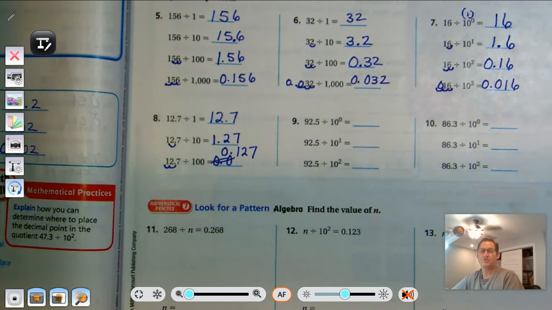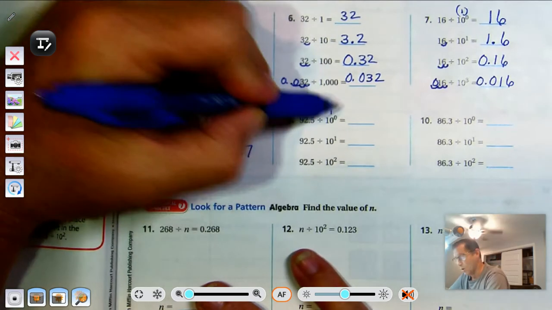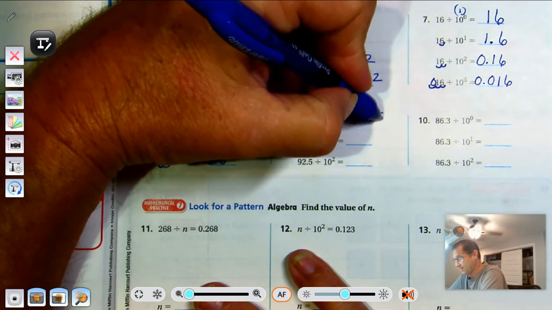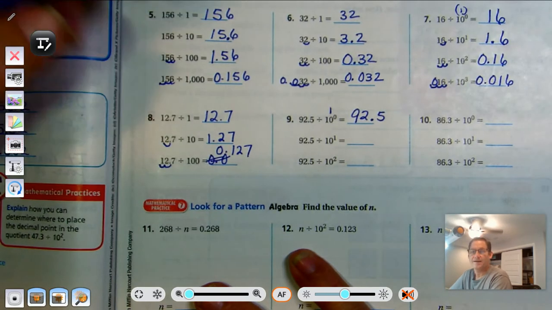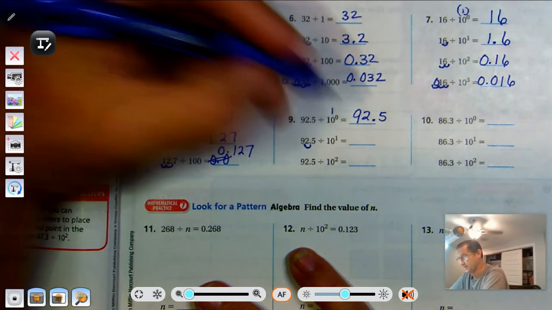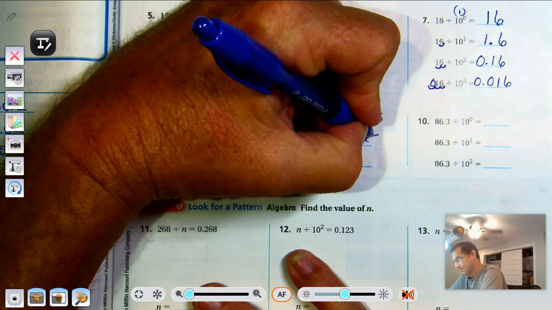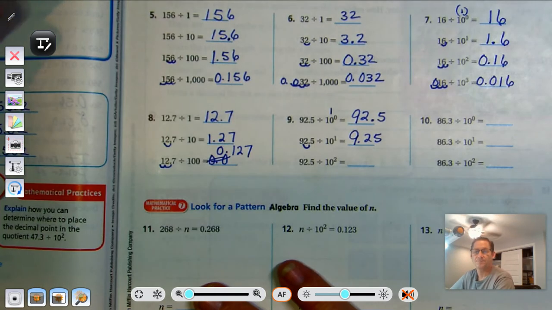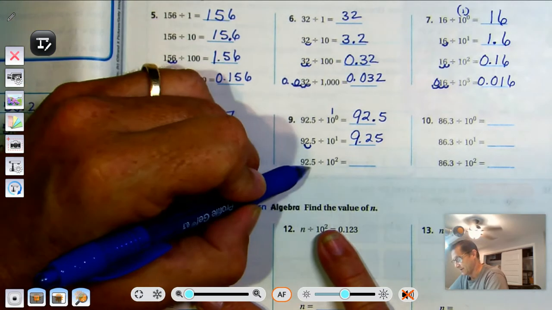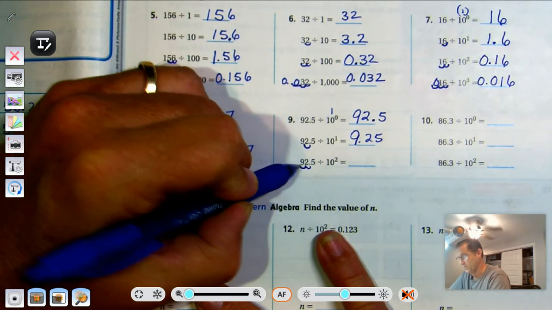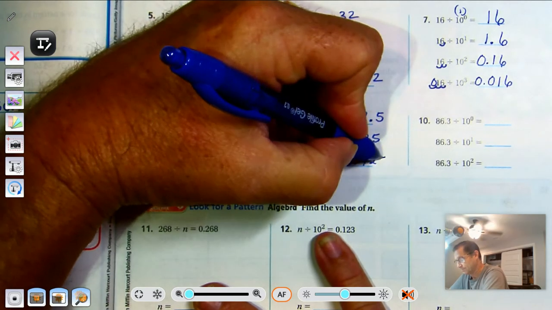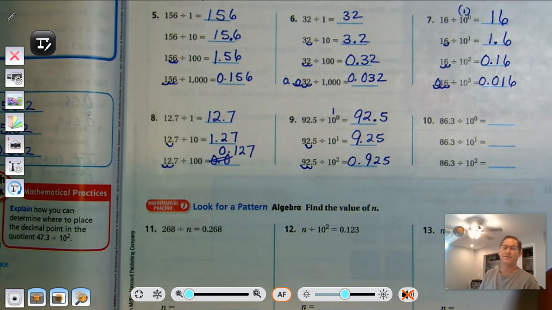All right, number 9. 92 and 5/10 divided by 1. 10 to the 0 is 1. We'd get 92 and 5/10. 92 and 5/10 divided by 10 to the first, move the decimal point 1 place to the left: 9 and 25 hundredths. And 92 and 5/10 divided by 10 to the second power, move the decimal point 2 places to the left, and we'd have 925 thousandths.